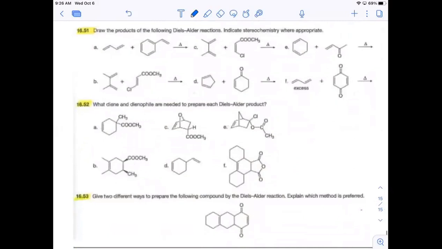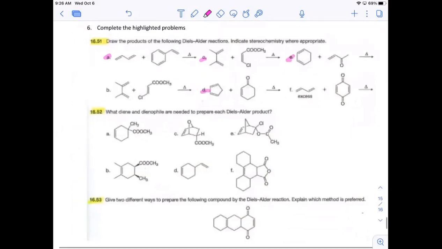All right, let's go down and look at 1651. Let's try to work through A, C, D, E. Let's do that.